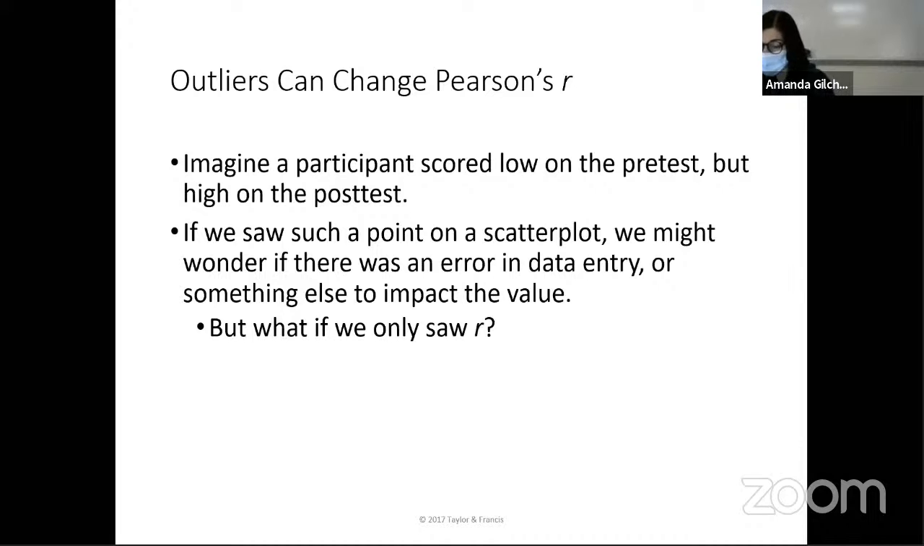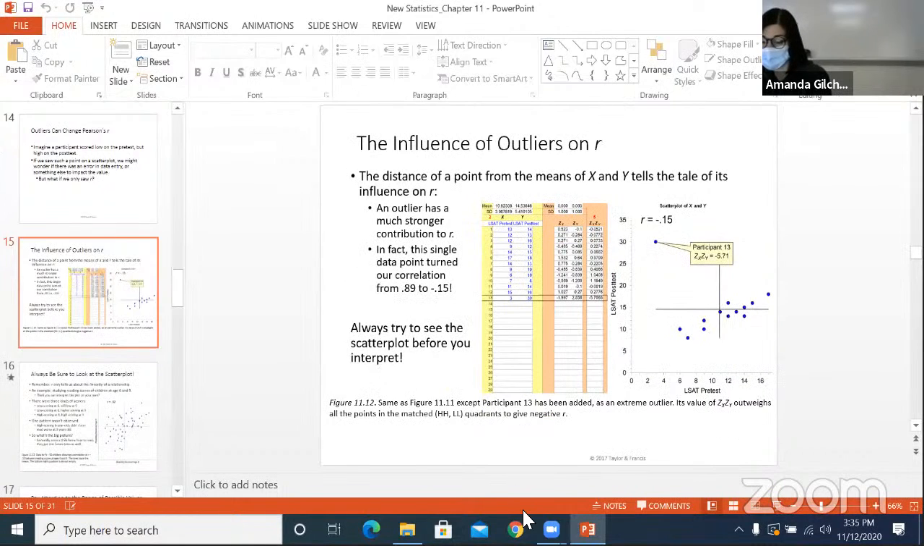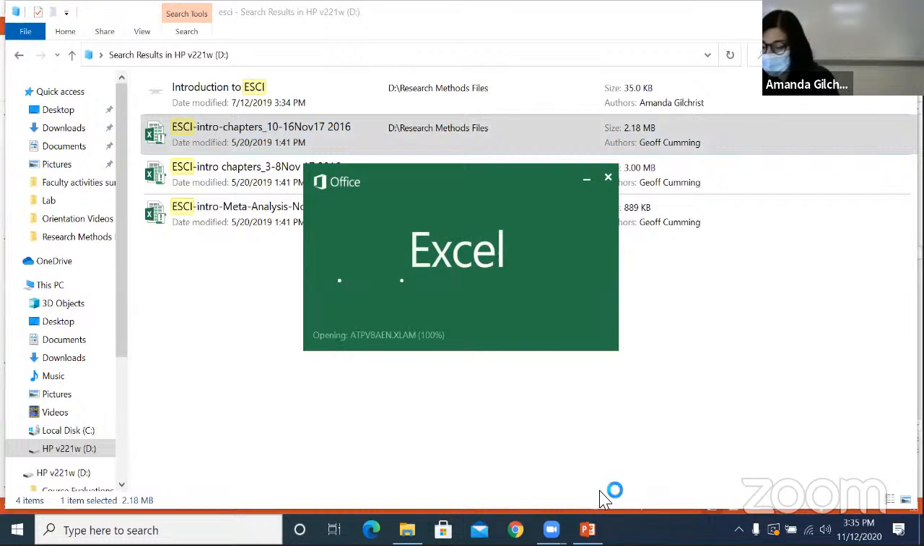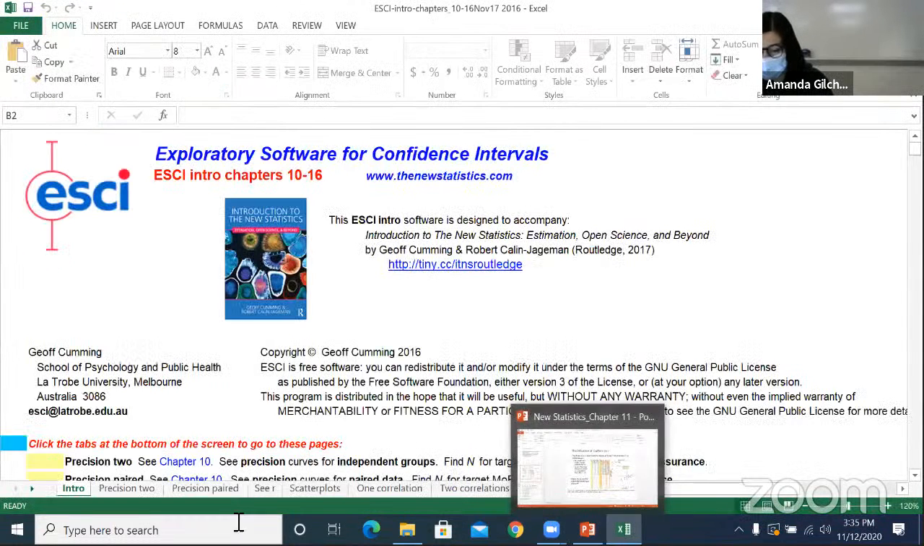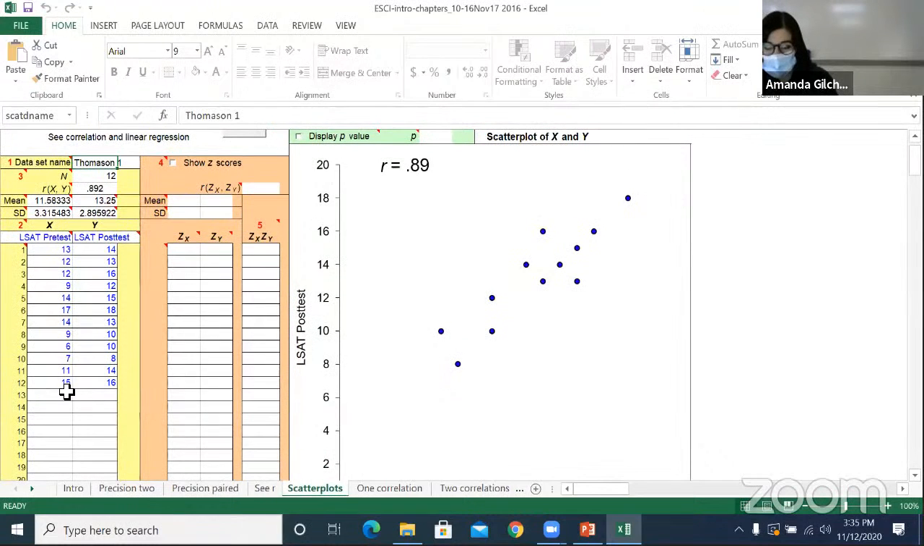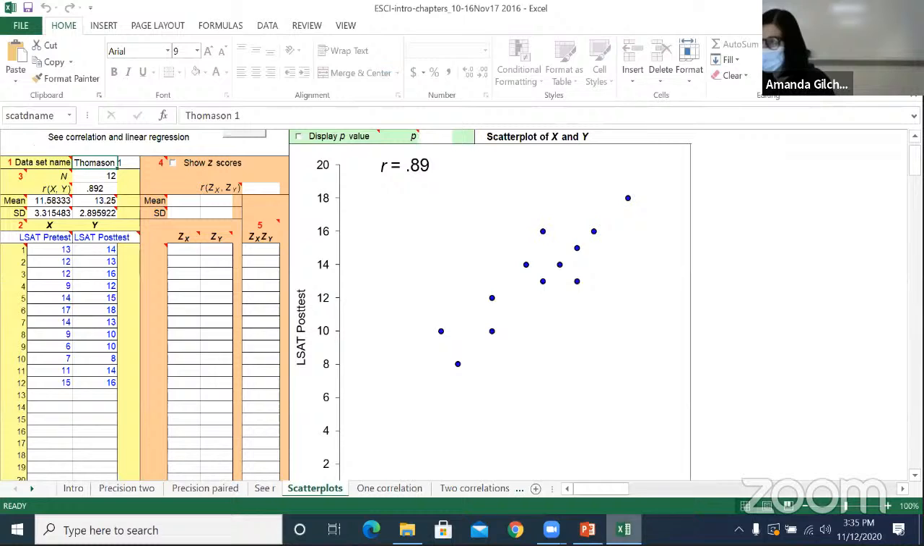No, absolutely not. So we're going to talk about the influence of outliers on R here. So I'm going to go back into ESCI after I closed it out, but it's right here, so I don't mind. So we're going to go ahead and go back into our scatter plots. So here, it only goes up to 20, and I'm going to keep it that way. Your slides show 30. Let's go ahead and do it that way too.